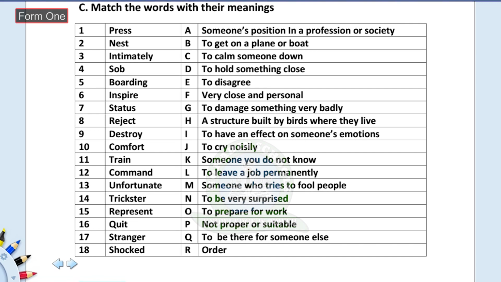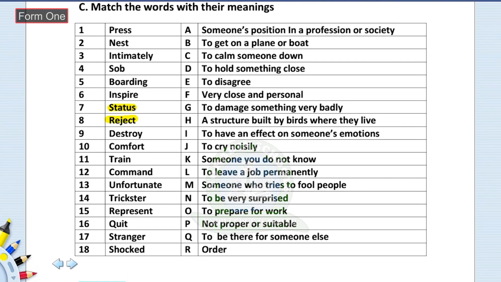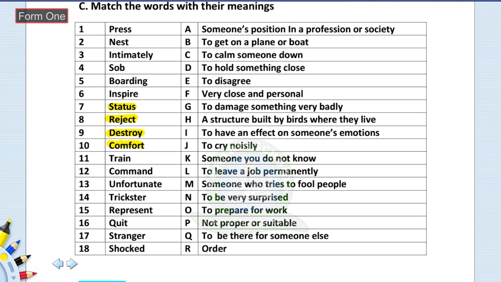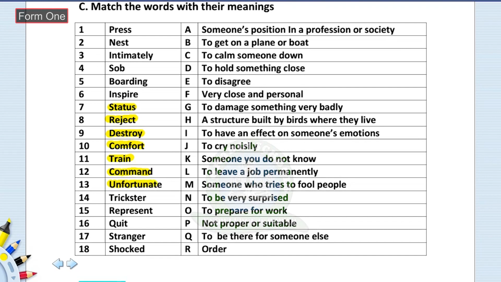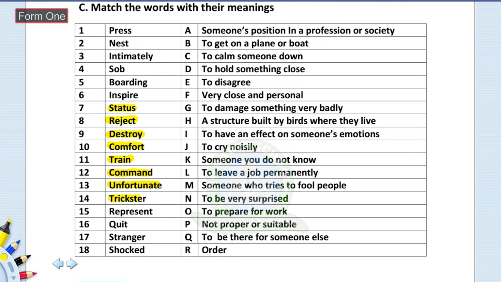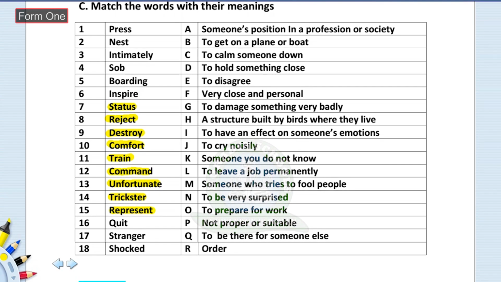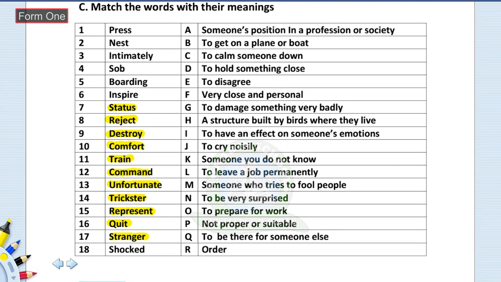Pressed, nest, intimately, soap, boarding, inspire, status, reject, destroy, comfort, train, command, unfortunate, register, represent, quit, stranger, shocked.